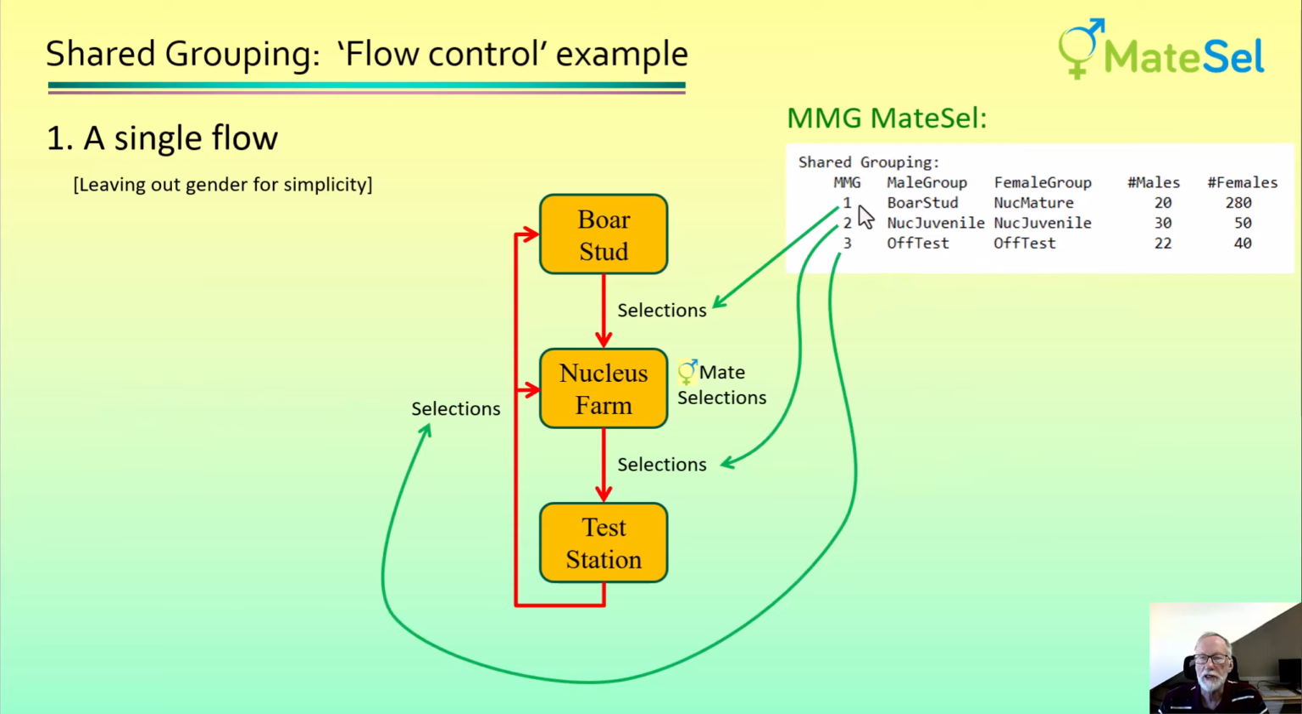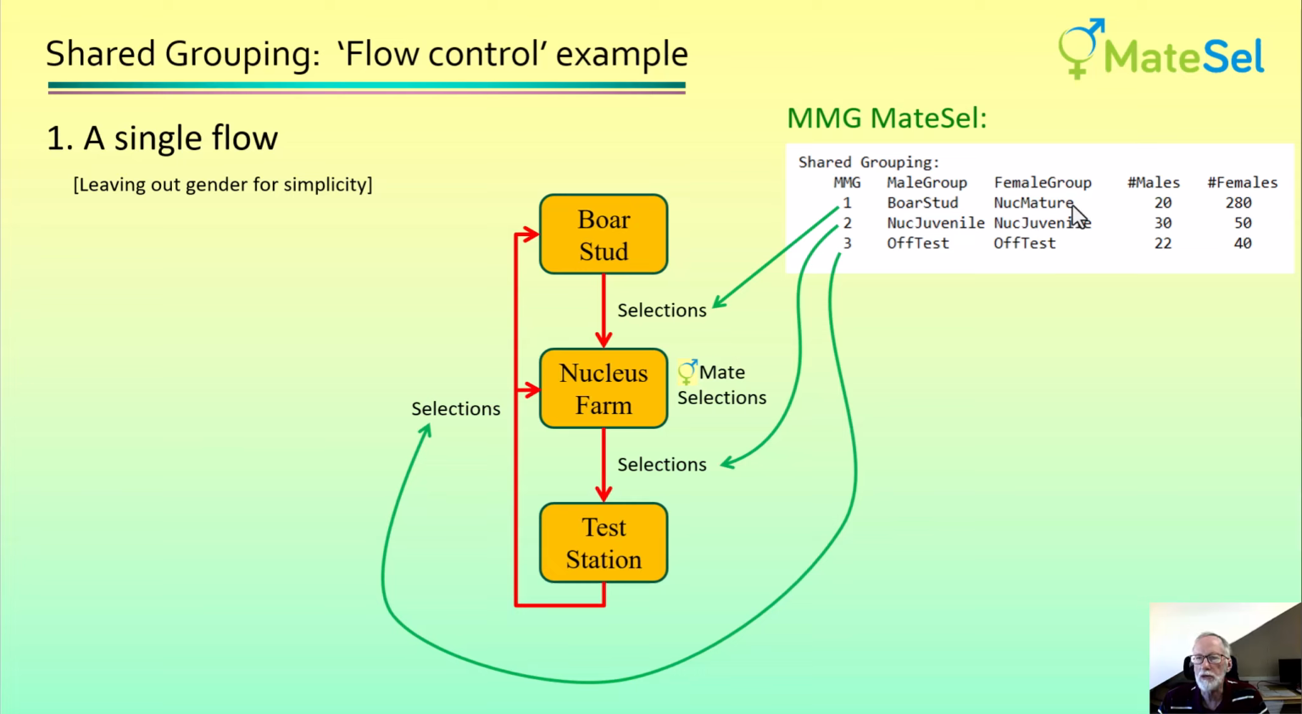So mixed mating group 1 relates to the selections out of the boar stud, but it's not just the males from the boar stud, it's also the females from the nucleus farm that constitute that mixed mating group. So from the boar stud we might have a need for 20 males altogether. Now many of those will already be at the nucleus farm established there, and so they can have a must-use value of 1, and then what is required is a top-up from the boar stud of that inventory of males.